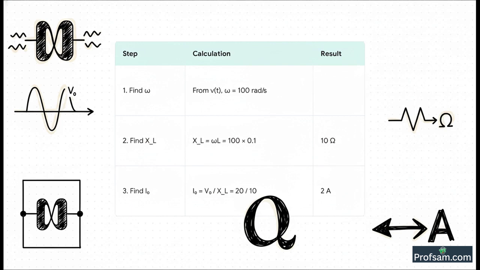Easy, right? Step 3. Finally, we can use Ohm's law, but for AC circuits. The peak current, I0, is just the peak voltage V0 divided by the reactance X_L. So 20 divided by 10 gives us 2 amps. See? Simple as that.